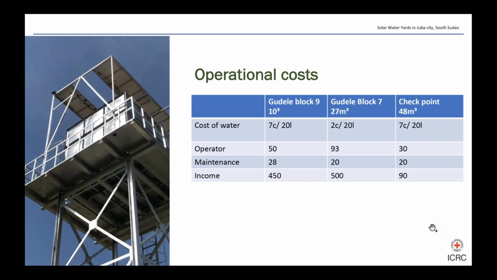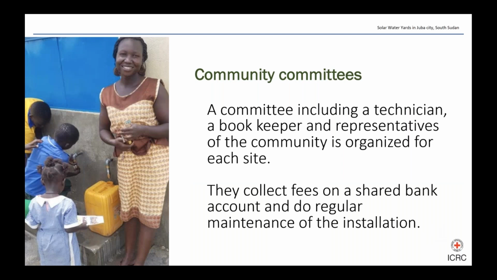The operational costs and the level of data that is collected for each solar water yard varies from one community to another. The main expenses, however, are the salaries for the kiosk operators, the replacement of taps, and for communities that have a generator for the rainy season, fuel and maintenance. On average, the cost of operation without the generator and fuel is $80 per month.